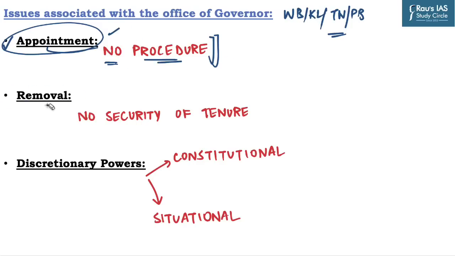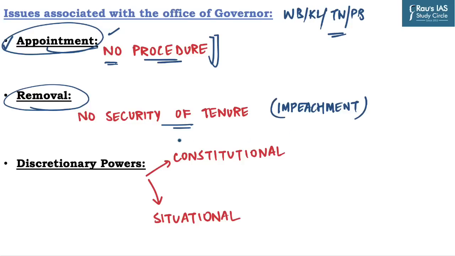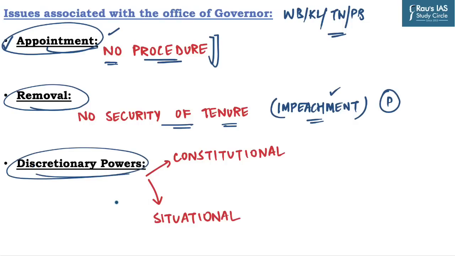Now the second issue is the removal of the governor. As there is no security of tenure provided to the governor, he can be removed at any time at the will of the central government. Moreover, there is no provision of impeachment of the governor like that of the president. He does not have any security of tenure. The third one is discretionary powers. The governor has been given constitutional and situational discretionary powers, which are often misused by the governor.